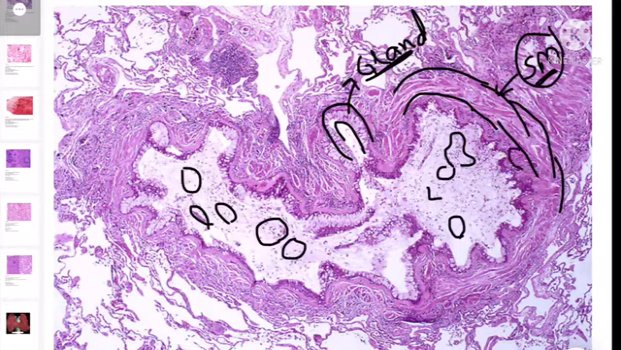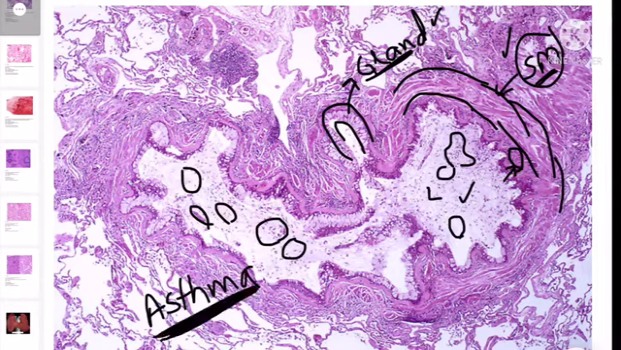Some inflammatory cells we can also find in the epithelium or just under the epithelium. So we find smooth muscle hypertrophy or thickening, glandular hypertrophy, luminal mucus plug, excessive secretion along with some inflammatory cells in the lumen as well as in the wall. So all these points give me a hint that the patient is suffering from asthma. So these are the histological findings that we can find in an asthmatic patient.